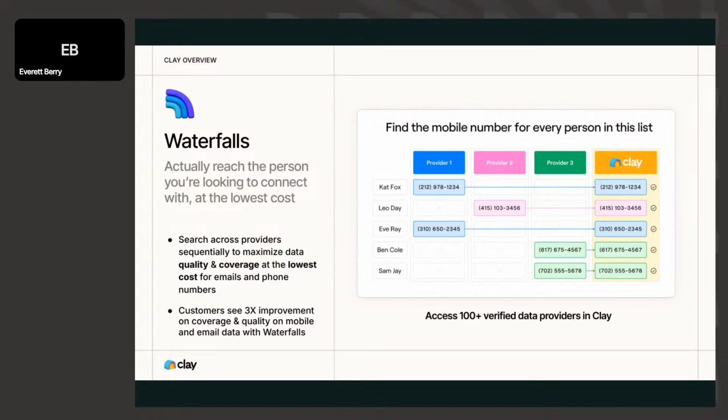Waterfalling is a simple concept. It's a way to look up data in multiple data providers all at the same time. But the way that you leverage it within your CRM, and the way that you tune it to your business, is super important.